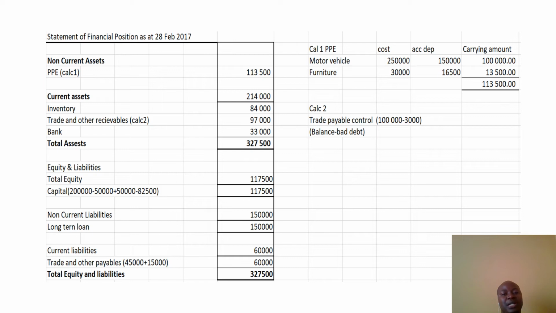And you have your non-current liabilities. You do have your long-term loan. It's actually term, not 10. Long-term loan of 150,000 that was mentioned in the question paper.